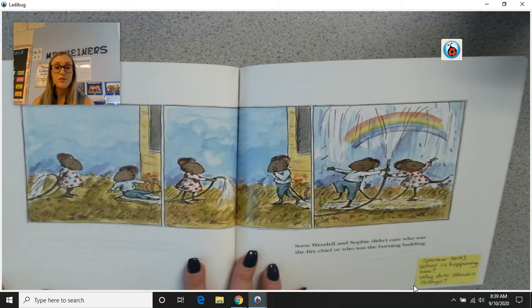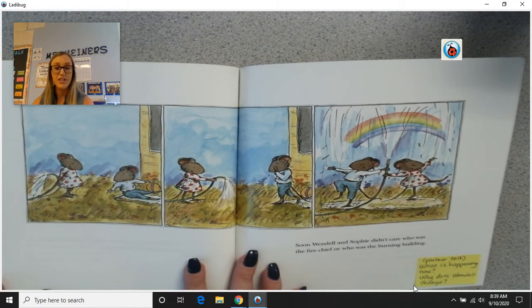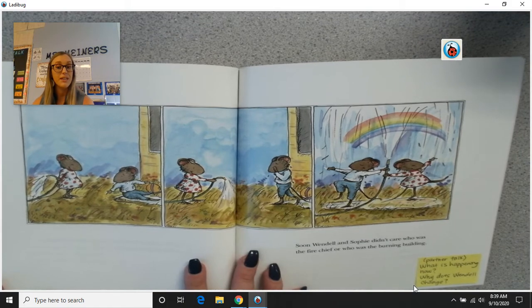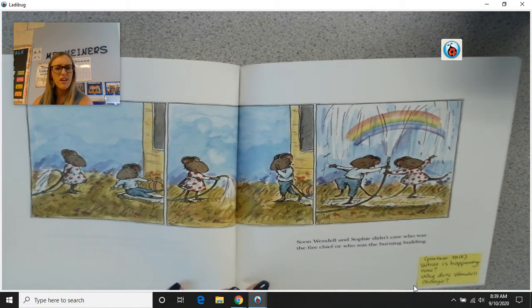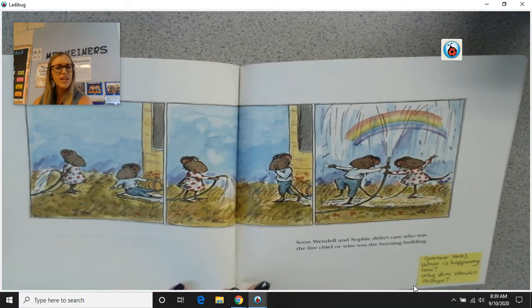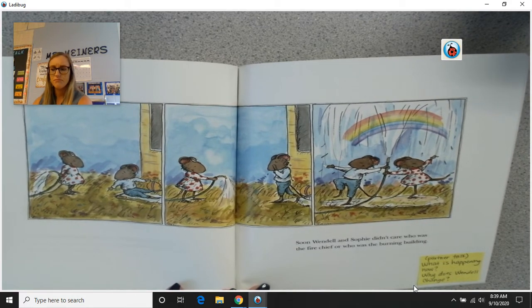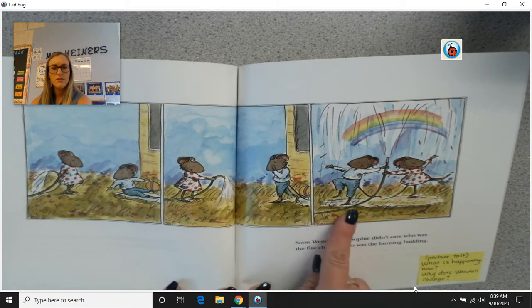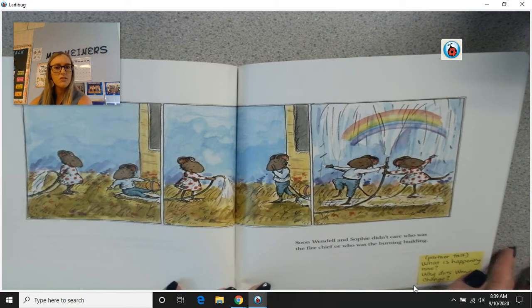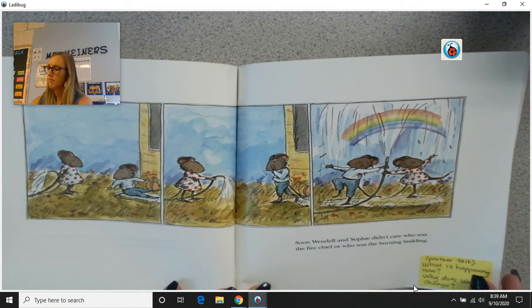Soon, Wendell and Sophie didn't care who was the fire chief or who was the burning building. So here we have another question. What's happening now? And why does Wendell change? Let's look at the pictures. What's happening? Things are looking a little different now. I wonder why.